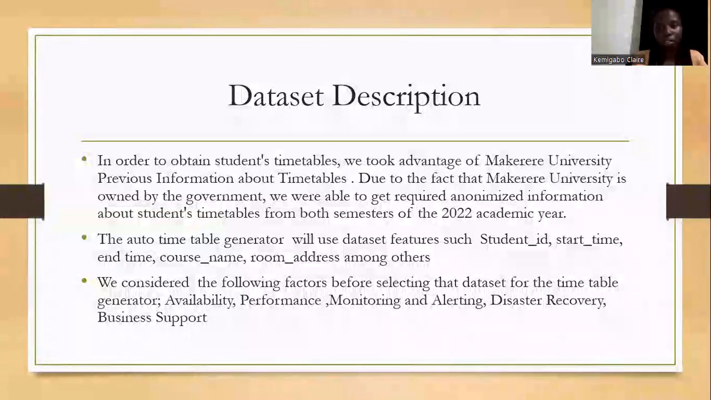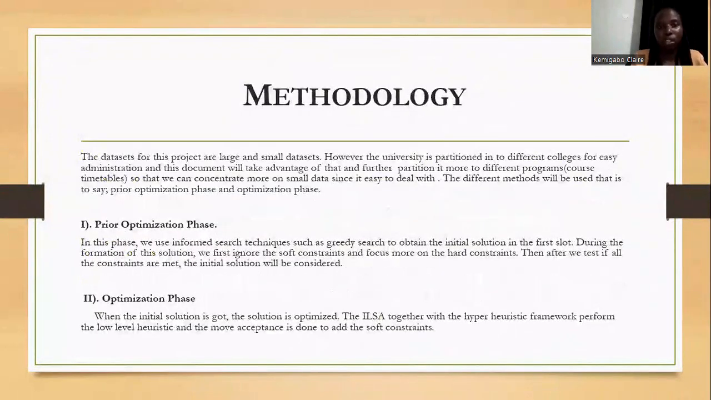Disaster recovery, business support. Is the timetable really flexible to support business? Does it only apply to education sectors or to personal timetables and business timetables, as timetables really apply everywhere? They apply even to different organizations. So our timetable will be so flexible. So the methodology here: the data sets for this project are large and small data sets.